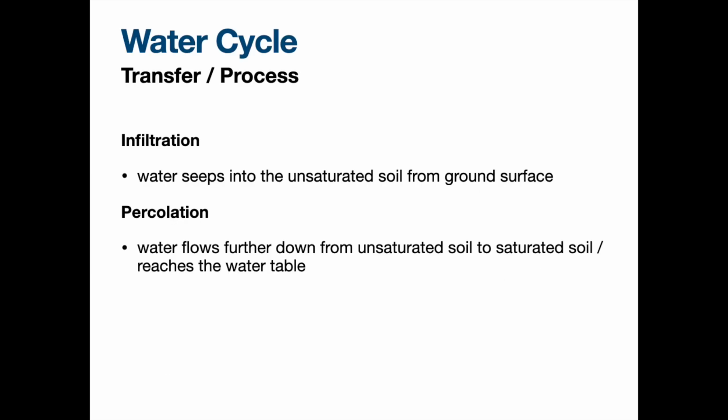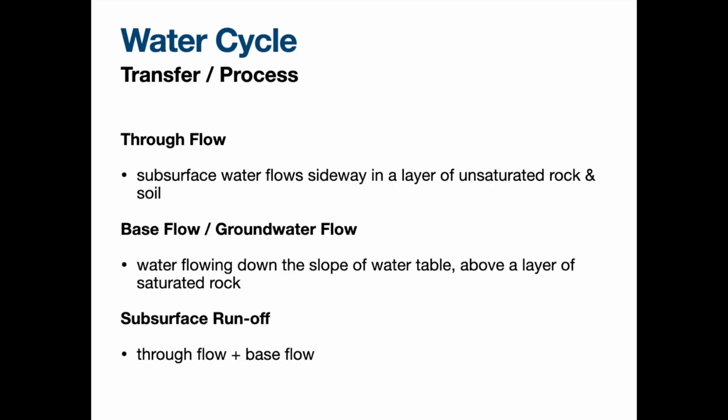So when the water from the unsaturated soil is going through the water table, that process is called percolation. If not, it's just flowing sideways in the unsaturated soil, then we call that process throughflow. Rather simple, and you won't be tested about this idea that often, so no worry.